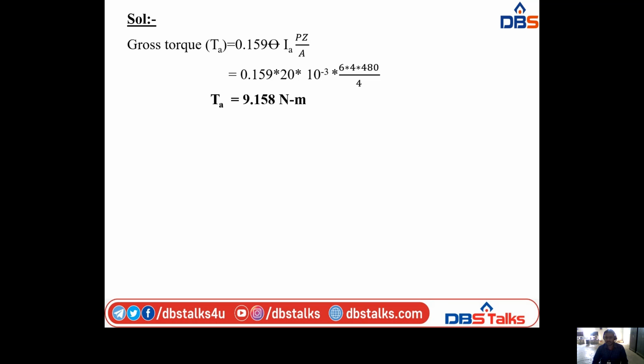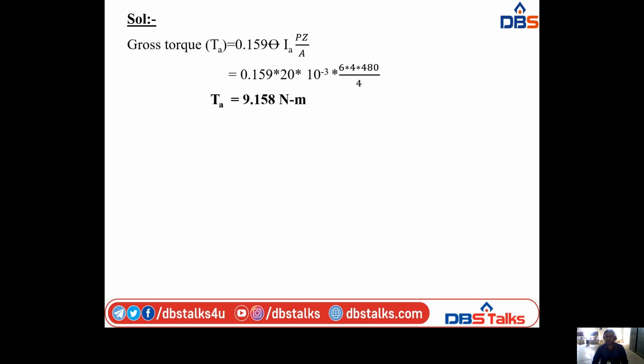This is the gross torque formula, or armature torque formula. In the problem, they have given 0.159 into flux value, that is 20 milliwebers, 20 into 10 to the power of minus 3, into armature current, that is 6 amperes, into the number of poles, 4, into total number of conductors, 480, divided by A. Here it is lap connected, which means A is equal to P, that is, the number of parallel paths is equal to the number of poles. The number of poles P is equal to 4, so substitute it here, divided by 4.